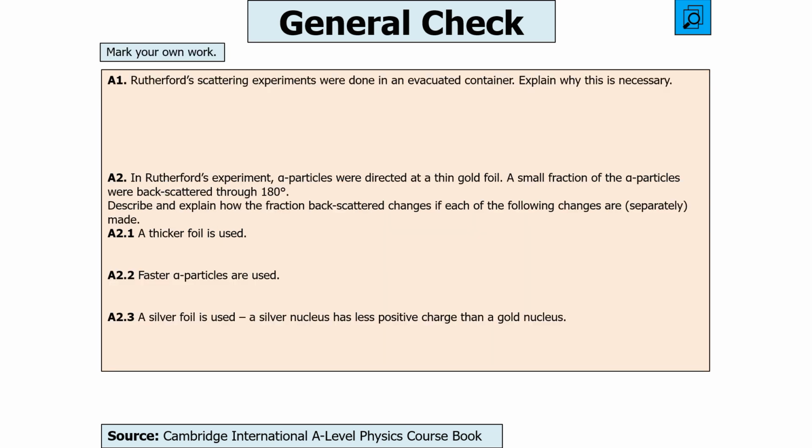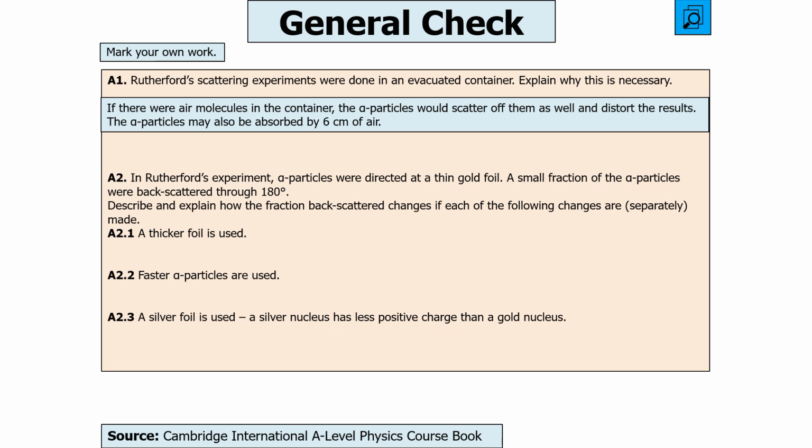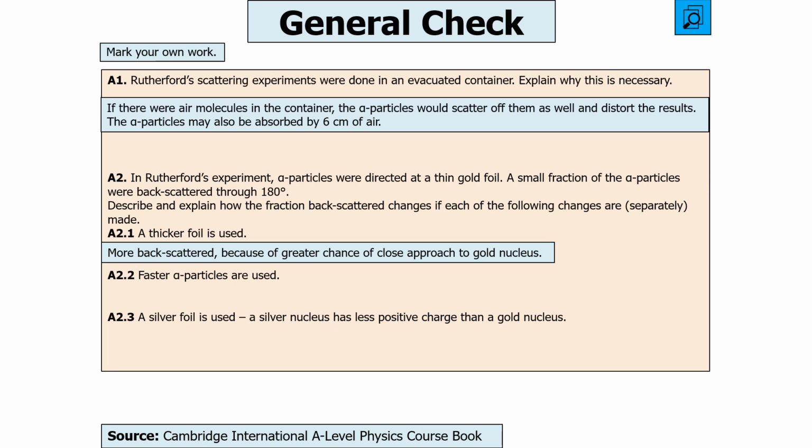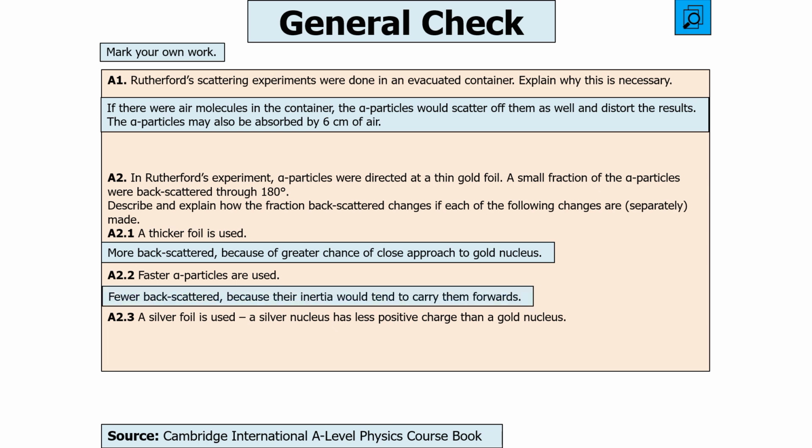Right, we needed to use an evacuated container because if there were air molecules in the container, the alpha particles would scatter off them and then distort the results, and the alpha particles could also be absorbed by 6 centimeters of air. If a thicker foil was used, you get more backscattering because there's a greater chance of a closer approach to a gold nucleus, so therefore you get more of them reflecting backwards. If faster alpha particles are used, fewer will get backscattered because, with a higher velocity and therefore greater inertia, they will tend to be carried forwards even if they are interacting with the gold nuclei.